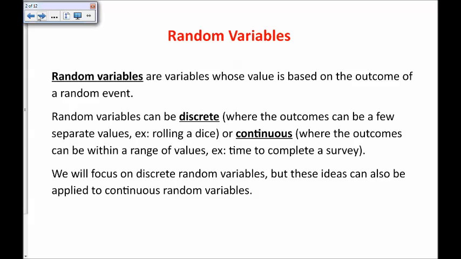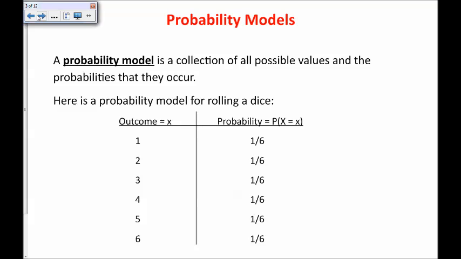Random variables can also be continuous, where the outcomes can be within a range of values. For example, the amount of time it takes to complete a survey, or someone's height could be thought of as a continuous variable because it could be any value within a range of values. For most of this chapter, we will focus on discrete random variables, but these ideas also can be applied to continuous random variables.